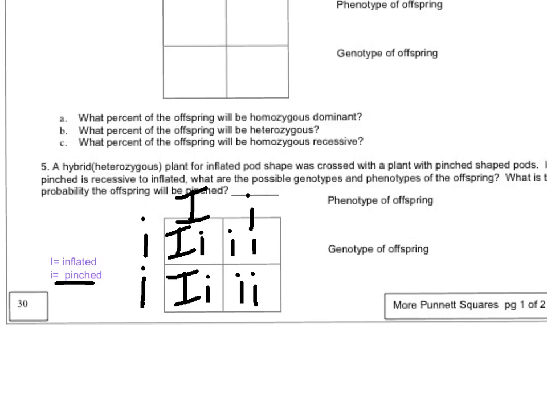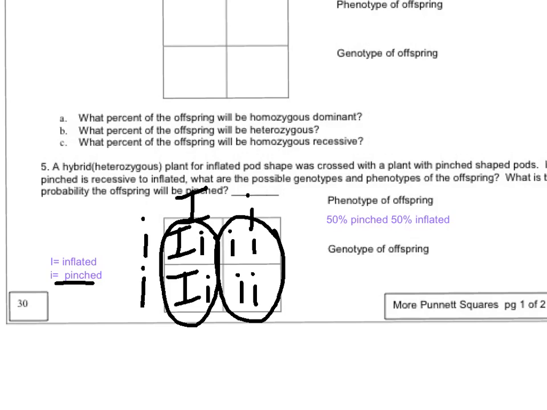So it asks you what the possible genotypes and phenotypes of the offspring are. And we get a 50-50 split between the pinched and the inflated, because these two genotypes, the big I, little I, will show the dominant trait inflated, and these two genotypes, the homozygous recessives, will show the recessive trait pinched. So we translate that into the last part here that says genotypes of the offspring by writing 50% big I, little I, and 50% little I, little I.